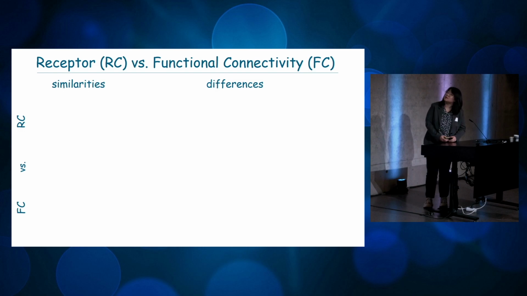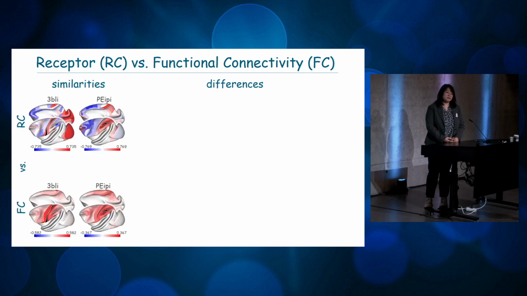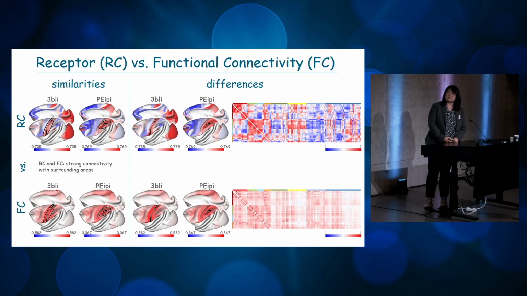Then let's move on to the next question. What are the similarities and the differences between receptor and functional connectivity patterns? Regarding the similarity, not surprisingly, almost all areas showed consistent, strong correlation with their surrounding areas in both RC and FC. As to the differences, the most obvious difference is that RC connection strength is higher than that of FC from an overall perspective, although RC also shows more negative correlation.